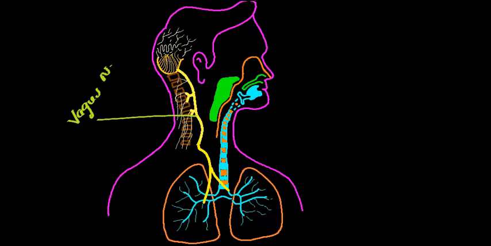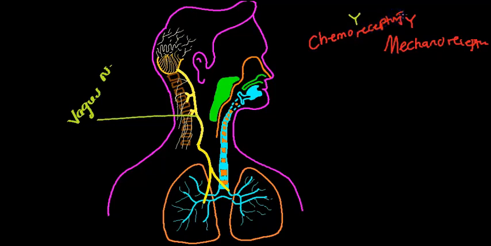Diving in, there are some important receptors which we need to talk about. There are two different receptors. The first one, with the red, let's call it mechanoreceptors. And the second one, chemoreceptors. So what are mechanoreceptors and chemoreceptors, and what is their role in coughing?